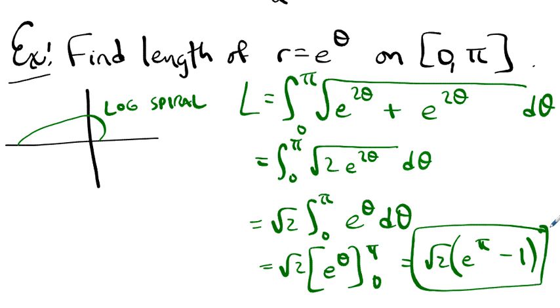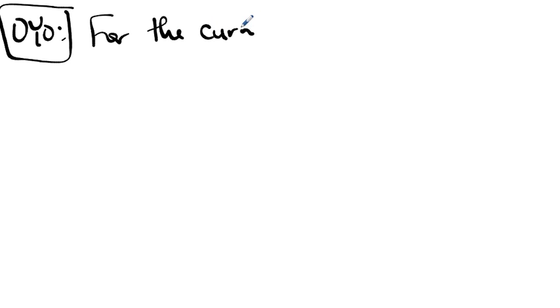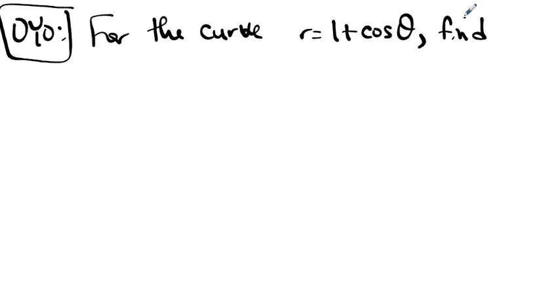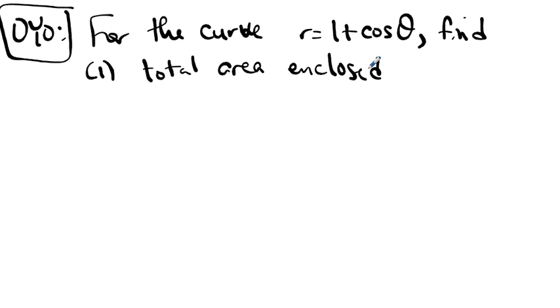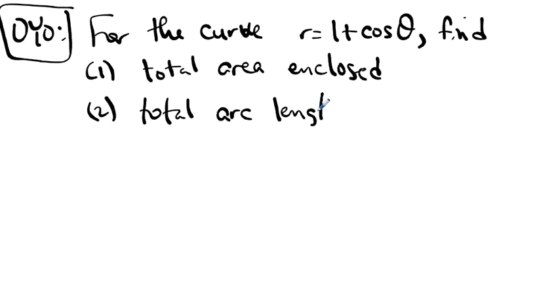Okay. So, for you to consider, not yet! For you to consider, for the curve r equals 1 plus cosine theta, find the total area enclosed on 0 to 2 pi and the total arc length on 0 to 2 pi. Okay, even if you just want to set up those integrals just so you know how to set them up, the final exam is calculator active, so you're just going to be able to punch them all in, and that's that.